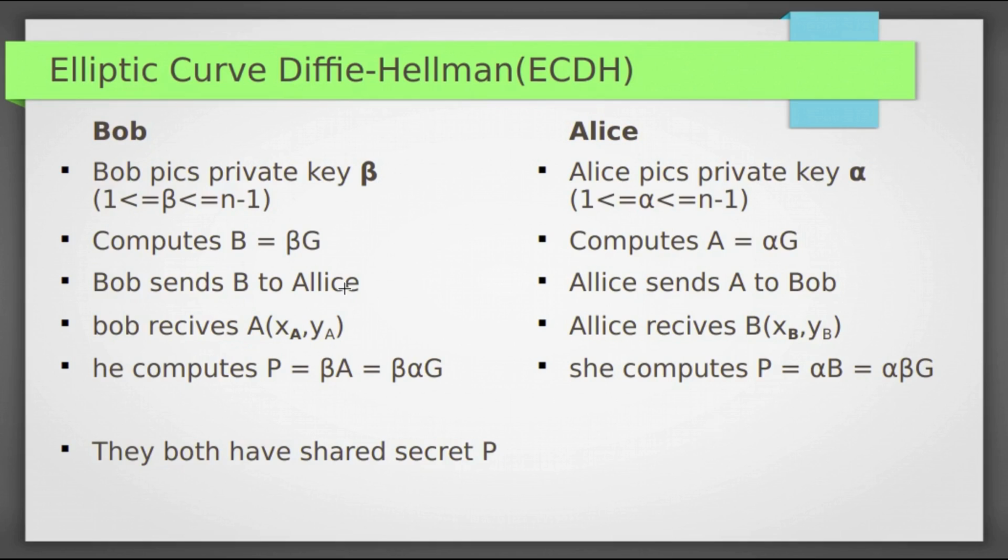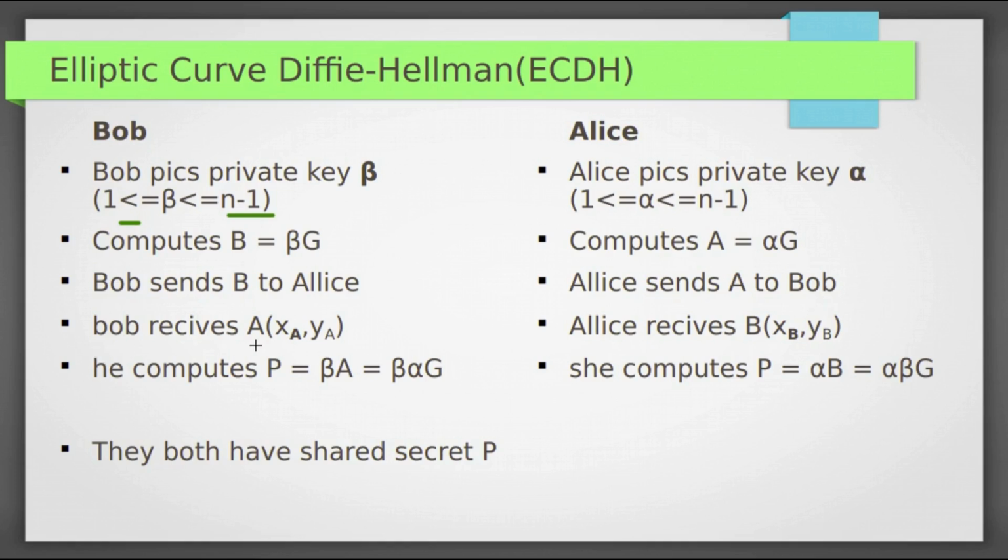Bob picks private key beta. It should be a value between 1 and n minus 1. Bob computes public key capital B equal to beta into G. This will be sent to Alice. Alice picks her private key alpha, which is also in the range 1 to n minus 1. She computes her public key capital A equal to alpha into G. She also sends her public key to Bob.